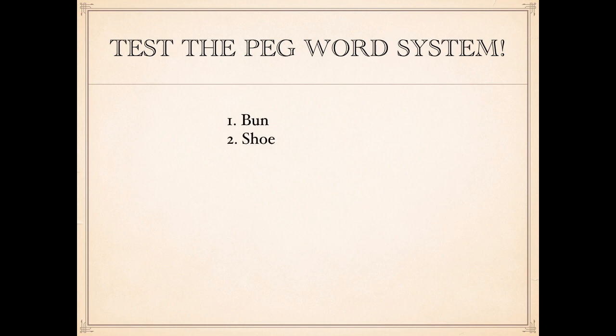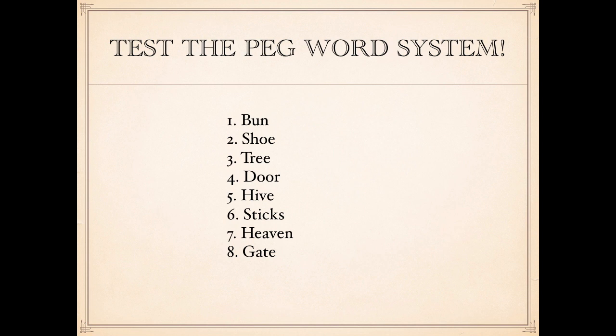Two is a shoe. Three is a tree. Four is a door. Five is a hive. Six is sticks. Seven is heaven. Eight is a gate. Nine is a line. And ten is a hen.